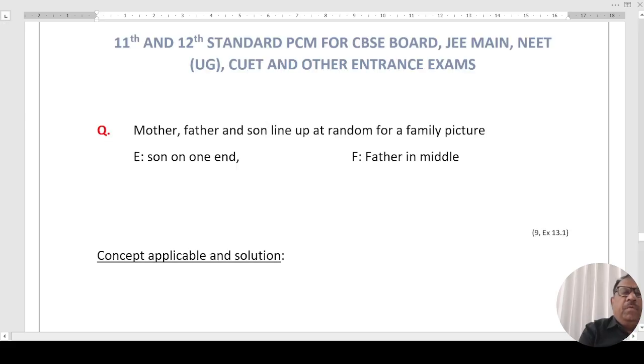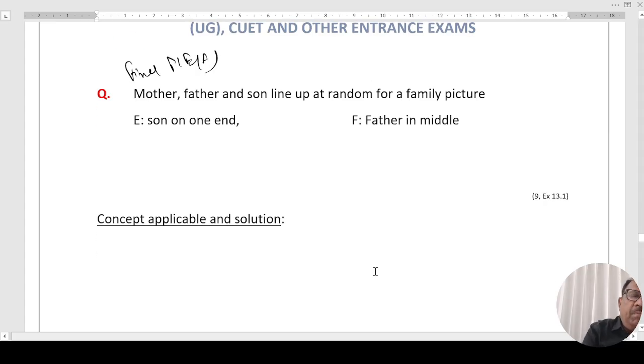Question is find P(E|F). Mother, father and son line up at random for a family picture. E is the event: son on one end, father in the middle. Now, we will move smartly. First of all, we will make the sample space of F.